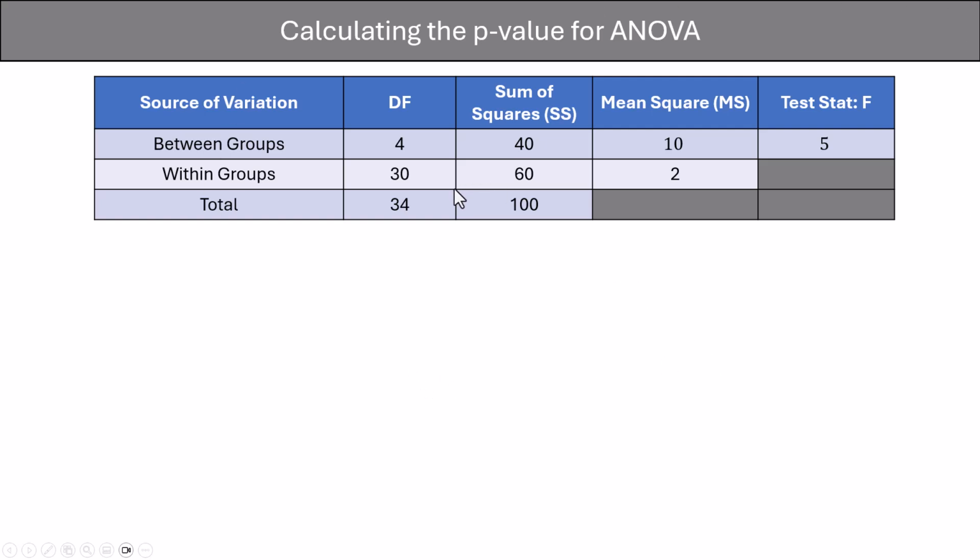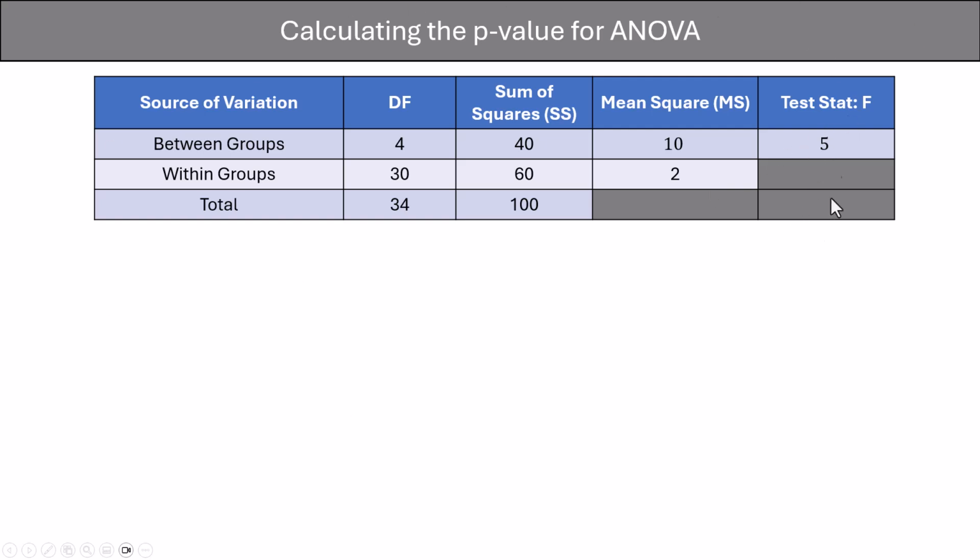So you can see here that some of those patterns kind of follow. The top 2 values always add to the third one. So 4 plus 30 is 34. 40 plus 60 is 100. And then also these values are just dividing the 2 previous values. So 40 divided by 4 is 10, and 60 divided by 30 is 2. And then finally, the F value is 10 divided by 2, which is 5.